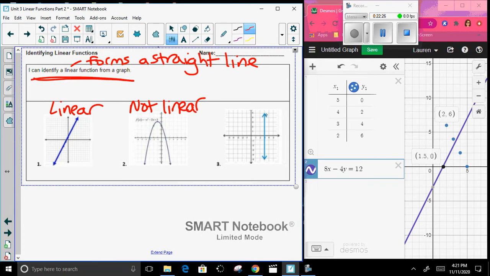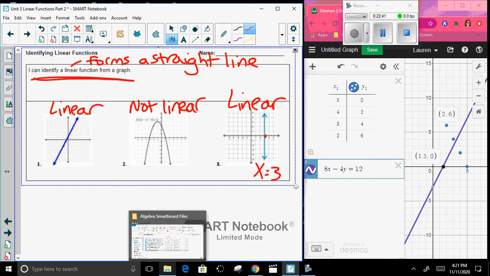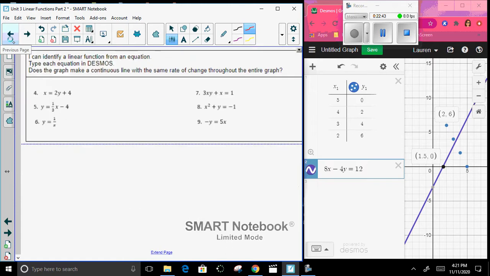Number 3 is a vertical line. Remember, a vertical line is when x equals a number, and that number that x is at is what, positive 3? So would that be linear? Yes, it would. So the first and the third are linear. The middle is not. It's pretty easy to identify. But now let's look at it in a different context. So what if I ask you to identify it from an equation?